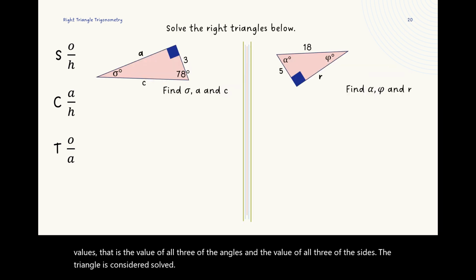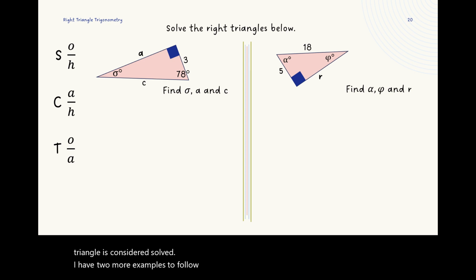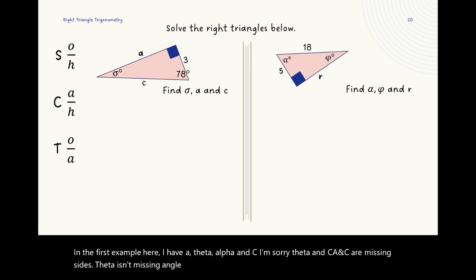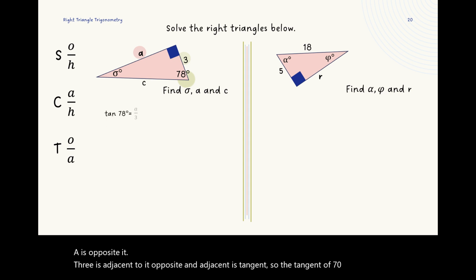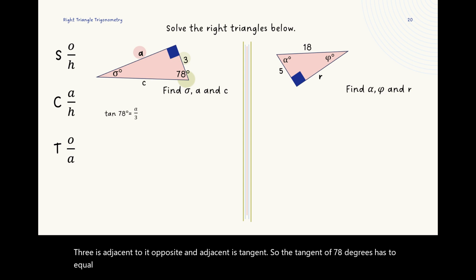I have two more examples to follow. In the first example here, I have a theta, A, and C. A and C are missing sides. Theta is a missing angle. So to begin, if we start at the angle that is 78 degrees, A is opposite it, 3 is adjacent to it. Opposite and adjacent is tangent. So the tangent of 78 degrees has to equal A over 3.